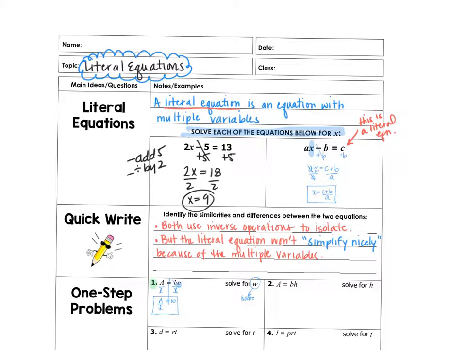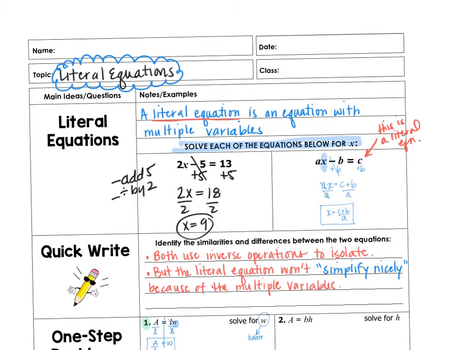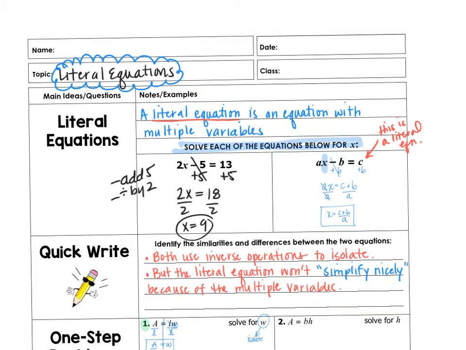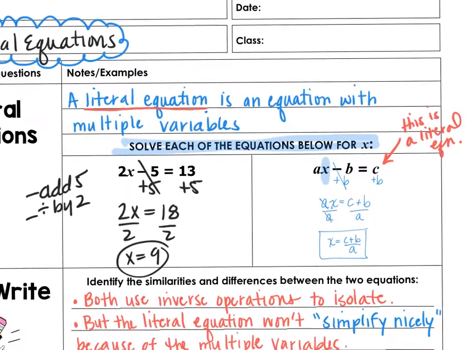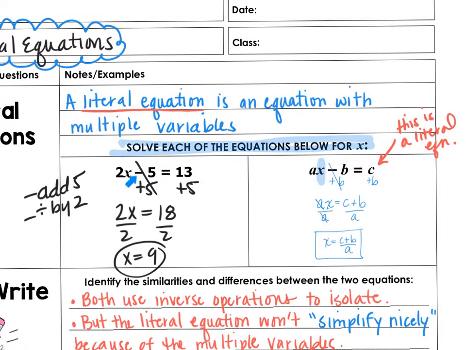Hey guys, in this lesson we're going to review how to work with literal equations. A literal equation is an equation with multiple variables. So for example, here you have an equation 2x minus 5 equals 13, and here you have a very similar equation ax minus b equals c.